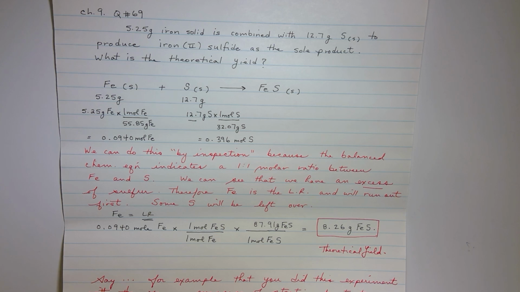In this question, we have 5.25 grams of one reactant and 12.7 grams of the other. We are asked to determine the theoretical yield. Think of this expression as basically saying, in theory, what is the maximum amount of product that you could produce by combining these amounts of iron and sulfur? To determine that, you have to find out which one of iron and sulfur is limiting the reaction. So which is the limiting reactant? The other reactant will therefore be in excess and not run out.